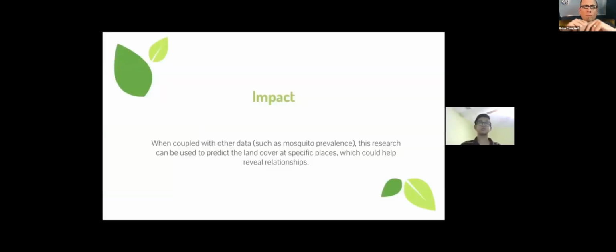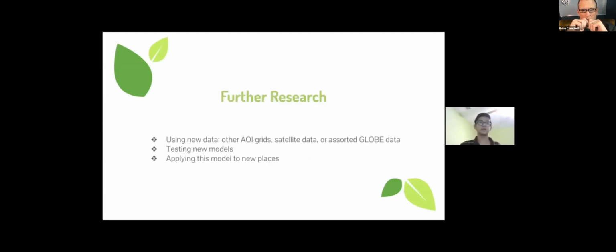For the implications, when coupled with other data, for example, mosquito data, this research can be used to predict land cover at specific places. And when coupled with this mosquito data, it can be used to reveal relationships between mosquitoes and land cover. For further research, I could look into using new data, such as other AOI grids, satellite data, or assorted Globe data. I could also try testing new models or applying this model to new contexts.